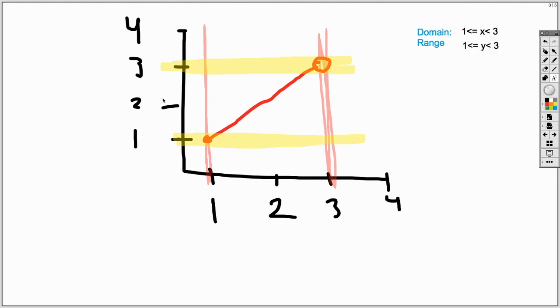So basically, for domain and range of continuous graphs, if you want to find the domain in this way, you just go vertically. You see where one point starts and where the other point ends. Then for range, you literally just go horizontally and see where it begins and where it ends. So that's how domain and range works.